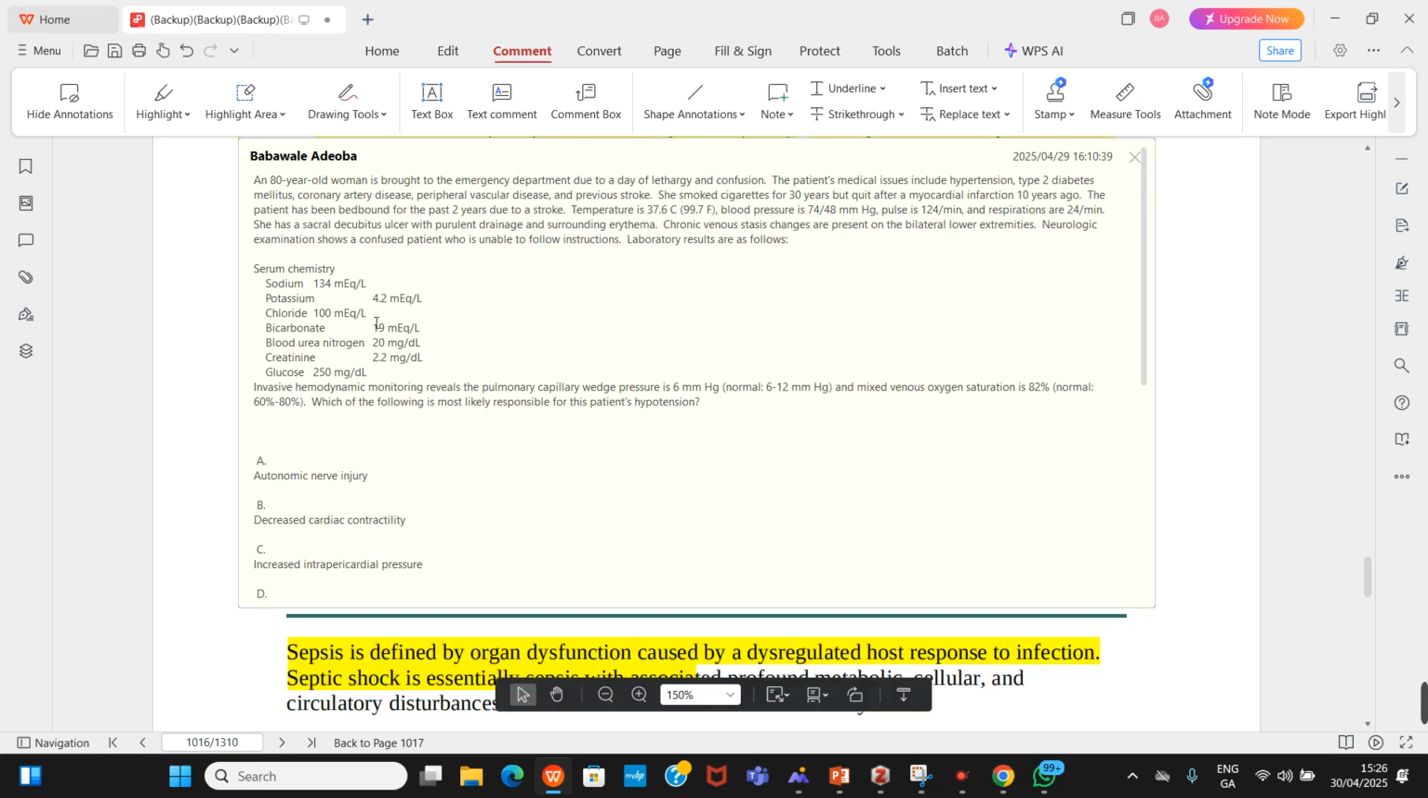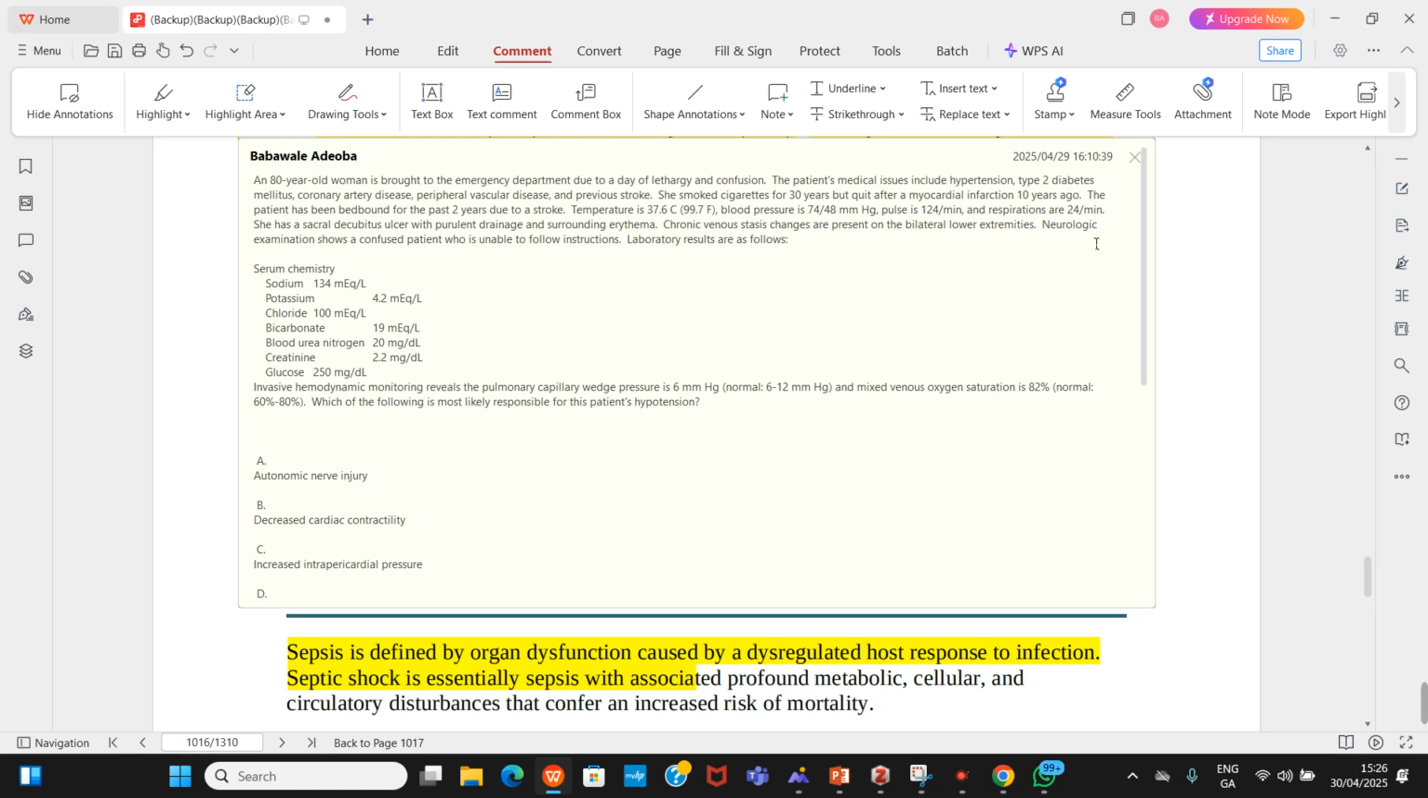So this is an 80-year-old woman who was brought to the emergency department due to a day of lethargy and confusion. The patient's medical issues include hypertension, type 2 DM, CAD, peripheral vascular disease, stroke. She smoked cigarettes for 30 years but quit after her MI 10 years ago. The patient has been bedbound for the past 2 years due to a stroke. Temperature is 37.6, so there's a fever. This patient is hypotensive, tachycardic, and respiration is 24. She has a sacral decubitus ulcer with purulent drainage and surrounding erythema. Chronic venous stasis changes are present on the bilateral lower extremities.